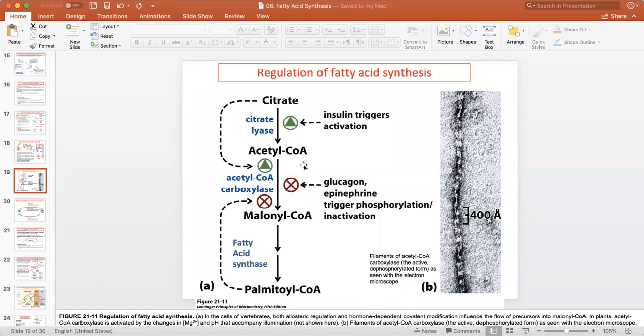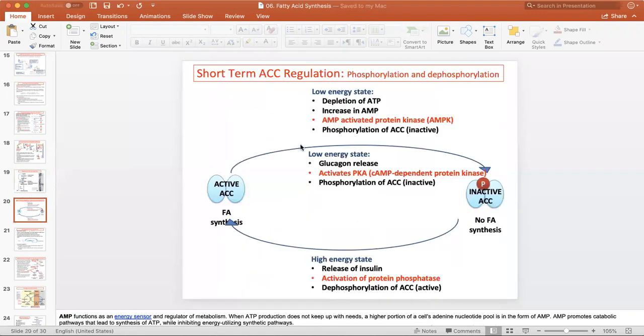Now, why is insulin not mentioned here? I don't know why it's not mentioned here, but it is mentioned over here, okay? So we'll come to that part over here.